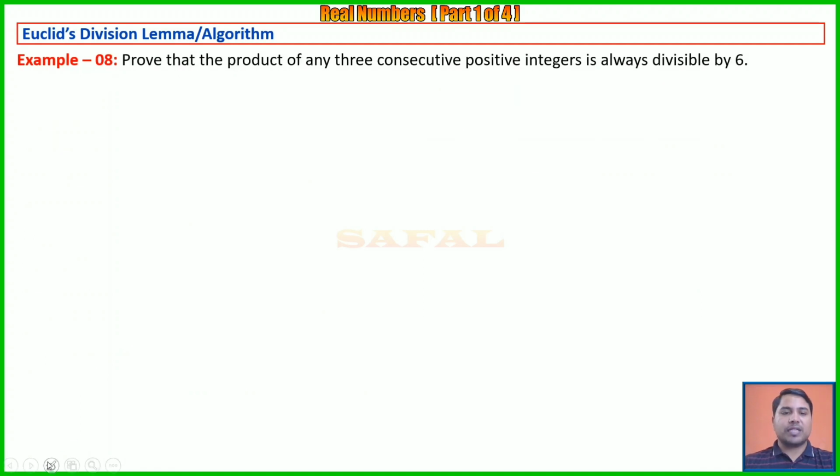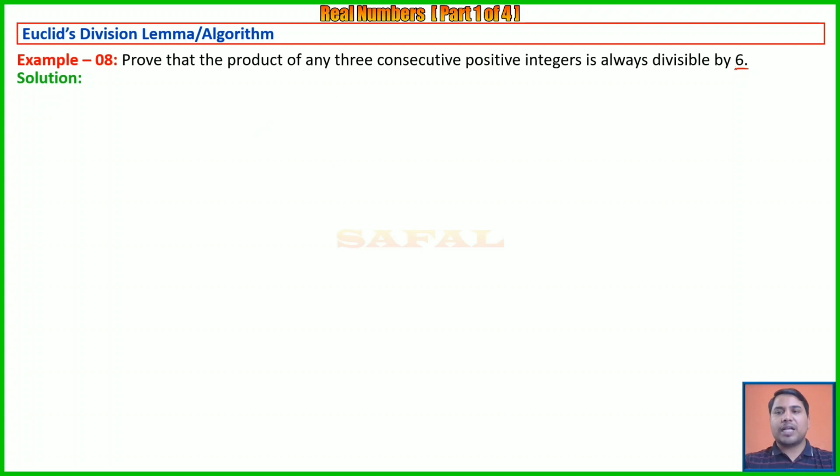Now here they are asking that prove that product of any 3 consecutive positive integers is always divisible by 6. So 3 positive integers which are consecutive, we are multiplying them and we have to prove that the product will be divisible by 6. So let's take up the solution.